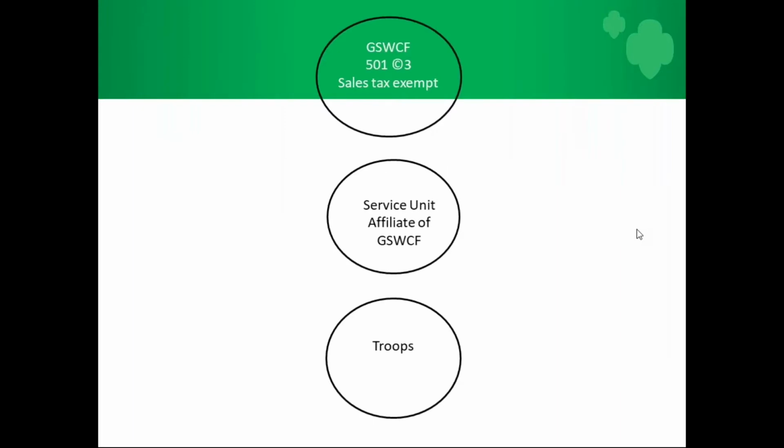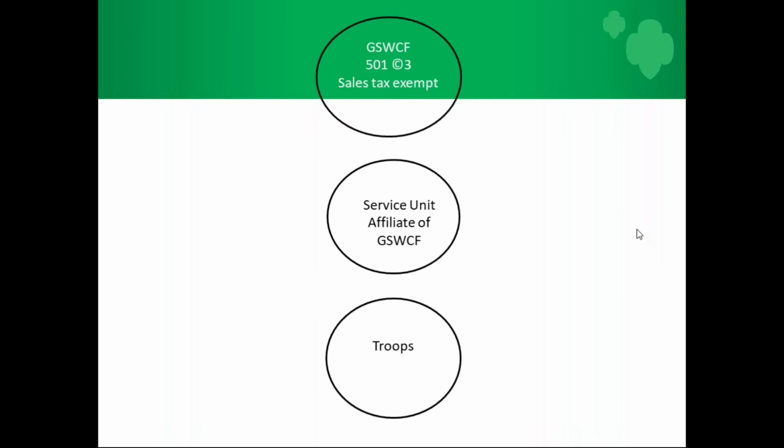The relationship between Girl Scouts of West Central Florida, service units, and Girl Scout troops or groups as it relates to finances: 501c3 status is a federal designation that denotes approval by the Internal Revenue Service as a tax-exempt charitable organization. The council is recognized as a 501c3, but troops and service units are not. Girl Scouts of West Central Florida lends its tax EIN number to the troop accounts so that the bank can verify that the account is an authorized affiliate of Girl Scouts of West Central Florida, Incorporated.